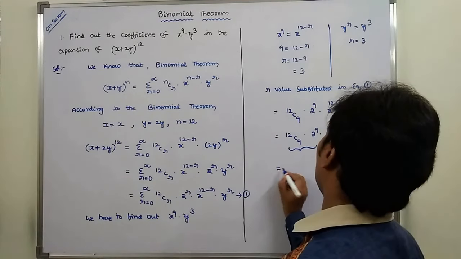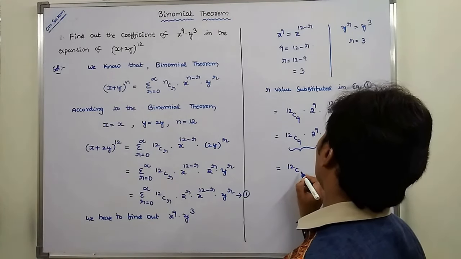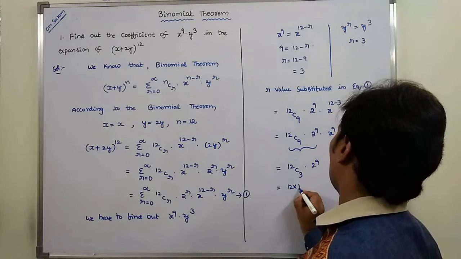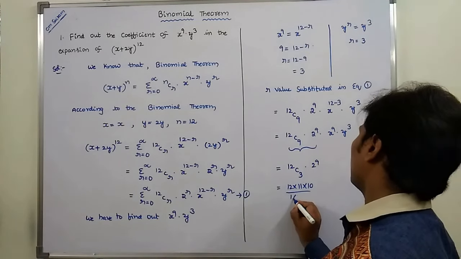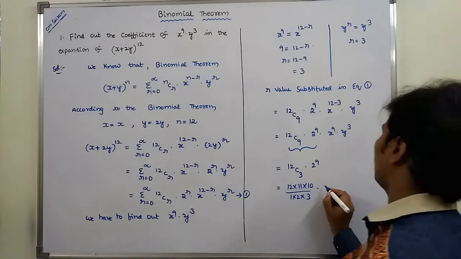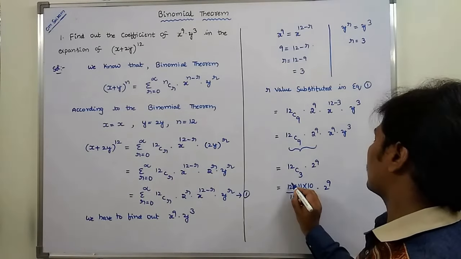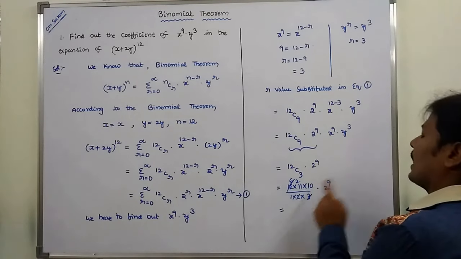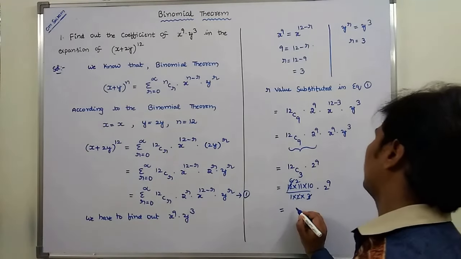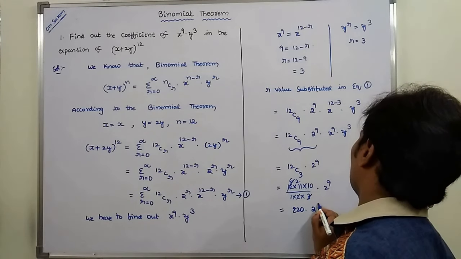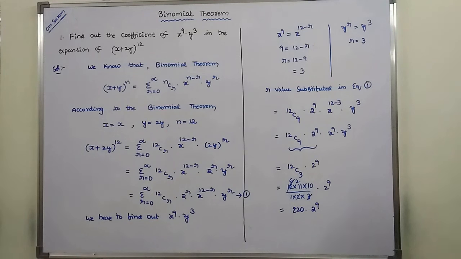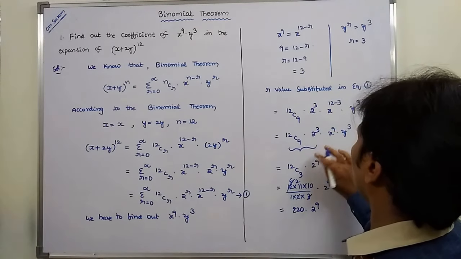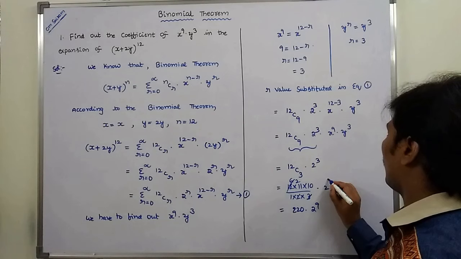So therefore 12C9 can be written as 12C3 into 2^9. So that is 12 into 11 into 10 divided by 1 into 2 into 3, into 2^9. So 2 into 10 is 20, 20 into 11 is 220, into 2^9. Sorry, 2^r, 2^r is 3.